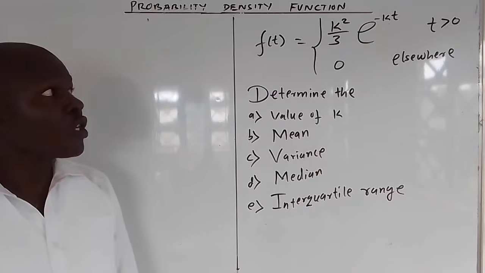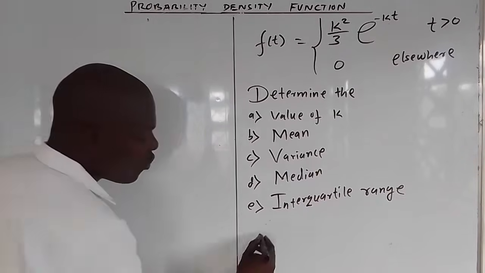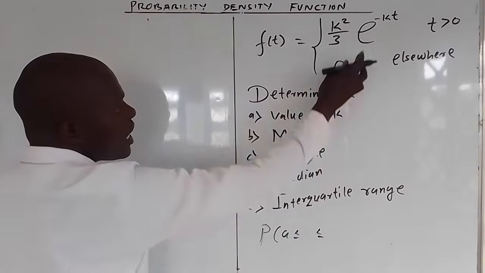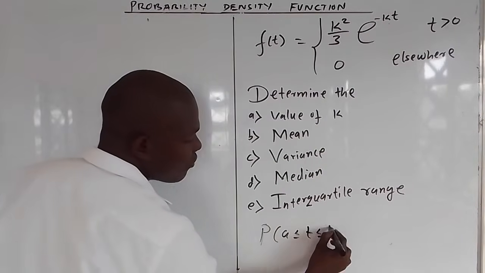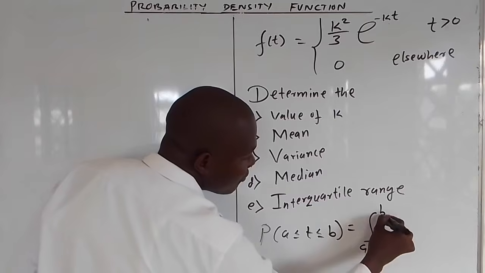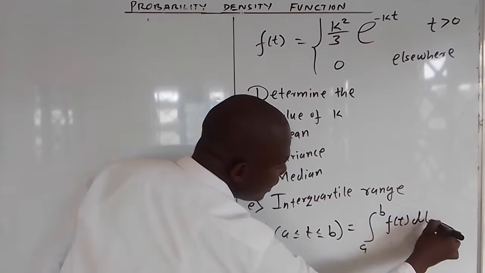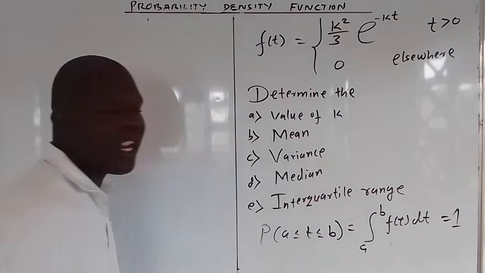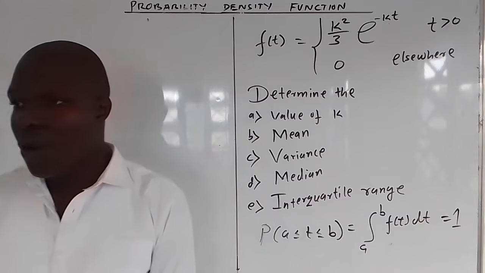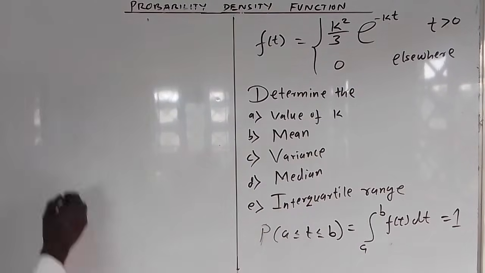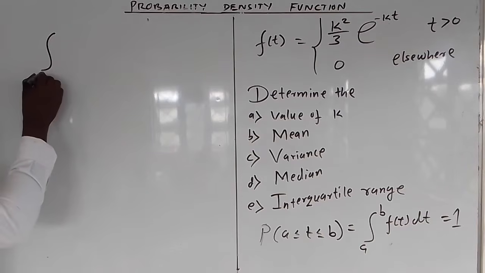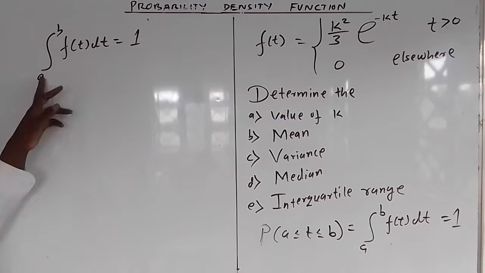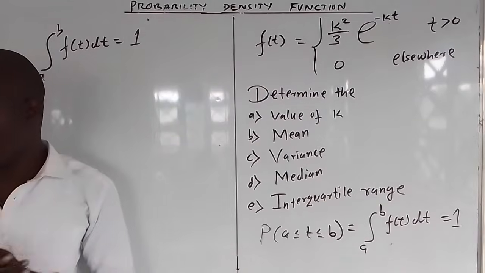Are we together? So you know very well that when you are finding the probability of x, here we now have our random variable t, isn't it? Of t between a and b, then you integrate from a to b of f of t dt. So if this a to b is the whole range, then this should be equal to a probability measure, which is 1. So when we integrate from a to b of f of t dt, we are supposed to get 1 if a to b is the whole range of the probability function.